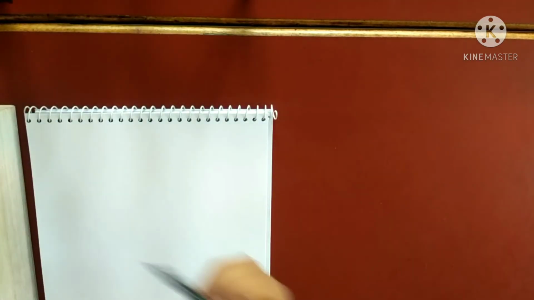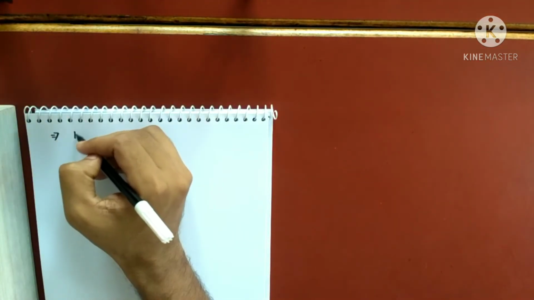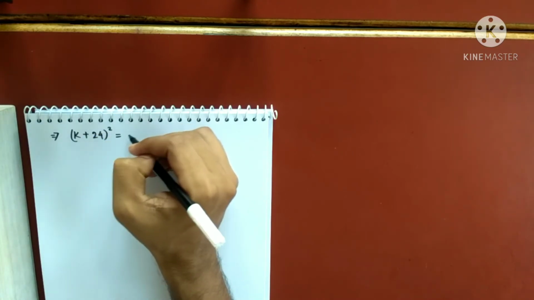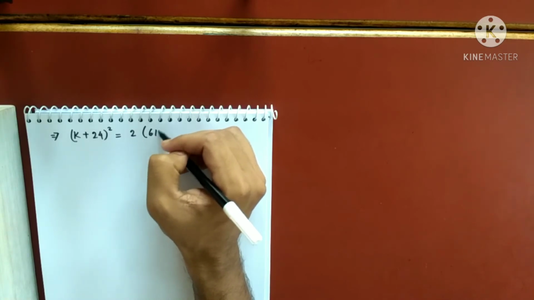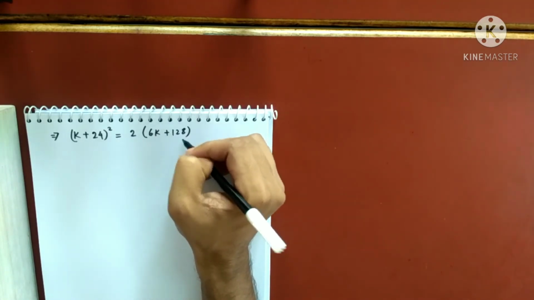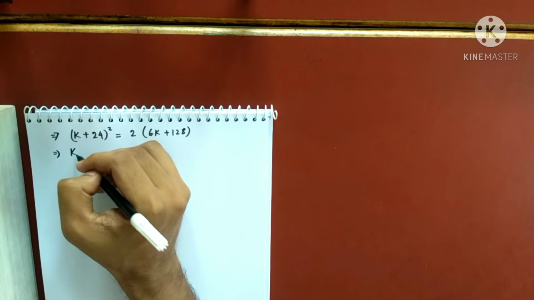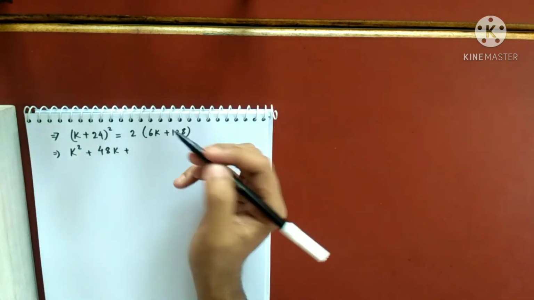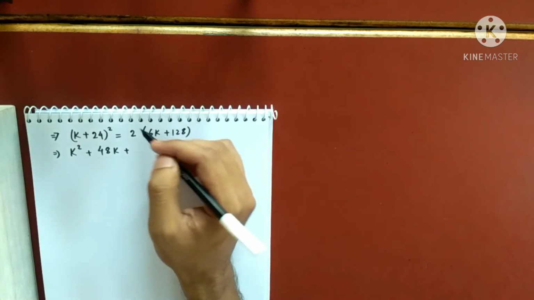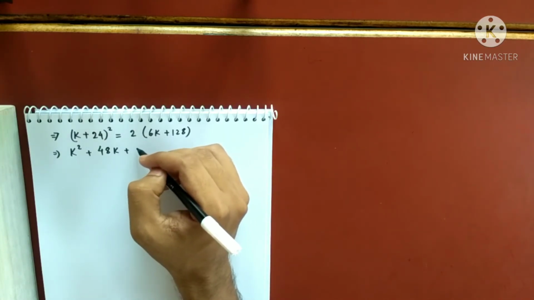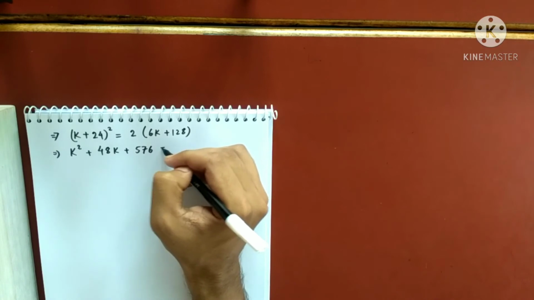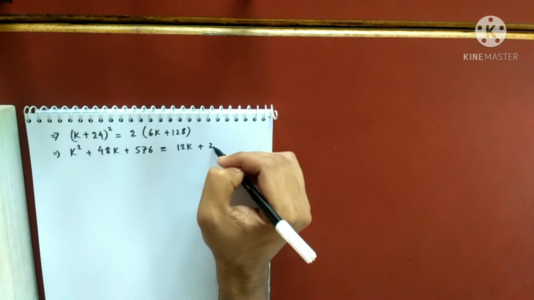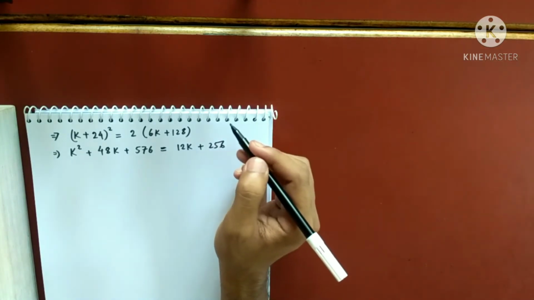So if I compute, what was that? So this will become (k + 24)² = 2 × (6k + 128). How much then? a² + 2ab + b², right? Plus b². So 24 squared is 576, and this will become 12k + 256, right?